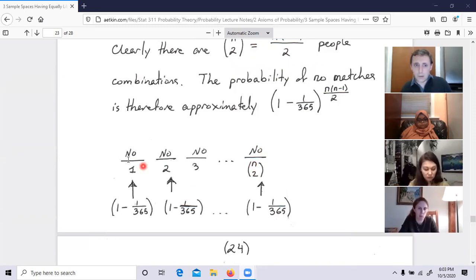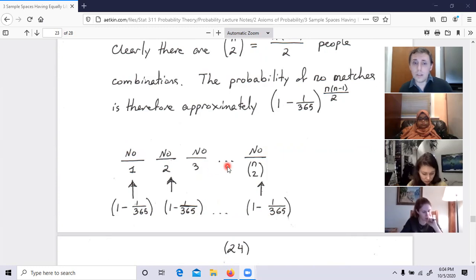Make sense? So no success. In other words, no same birthday on trial number 1, trial number 2, all the way to trial number n choose 2, and each of them is 1 minus 1 over 365. Now, how do you multiply and when do you multiply? That will be the discussion in chapter 3 when we talk about conditional probability. So I'm skipping a little bit to show you ahead of time what this looks like. Make sense? So it's not true that I can just multiply those probabilities because they are not exactly independent, but the result is very close to true.